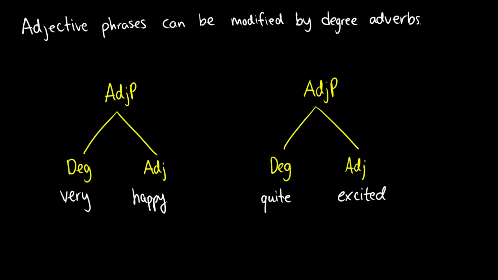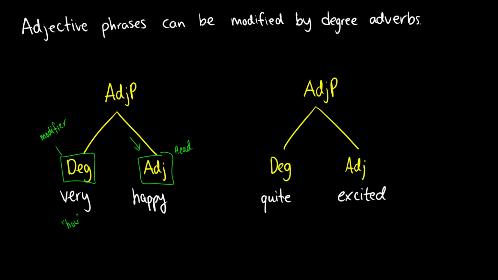So like I said, adjective phrases can be modified by our degree words or degree adverbs. So for example, if we have very happy, we see that the adjective phrase splits into two things. It splits into the adjective. This is what's known as its head. So the head determines the category. So if we have an adjective phrase, the head of the adjective phrase is an adjective. And it also splits into our degree adverb here, very, which is what we could call a modifier. So this is saying how happy something is.